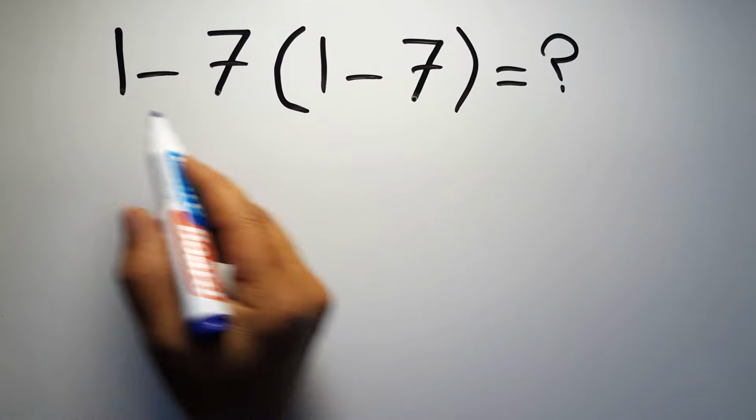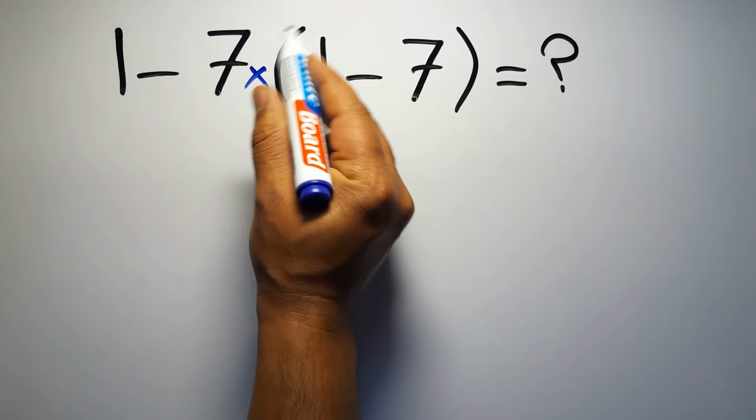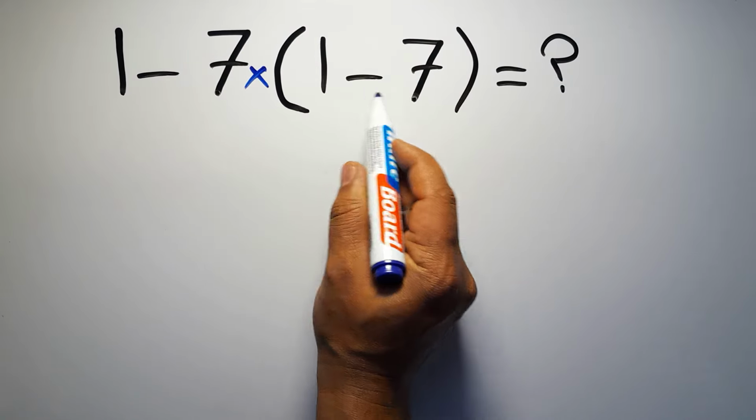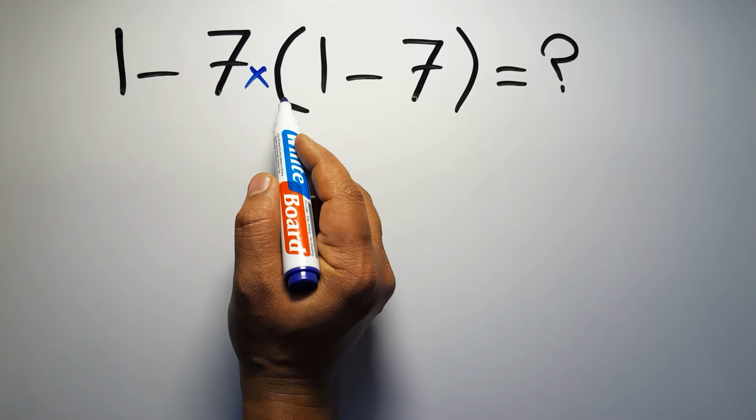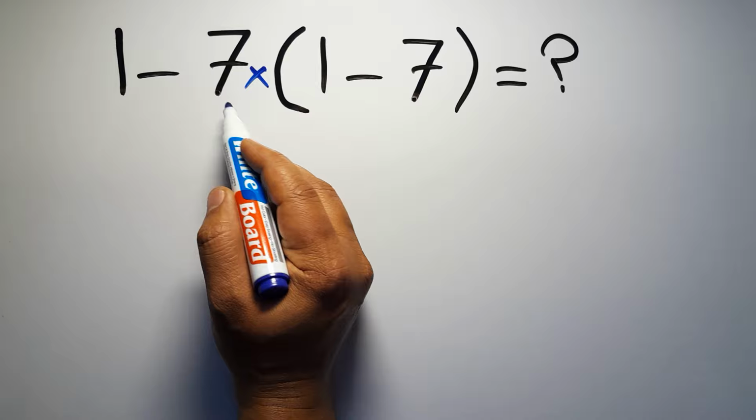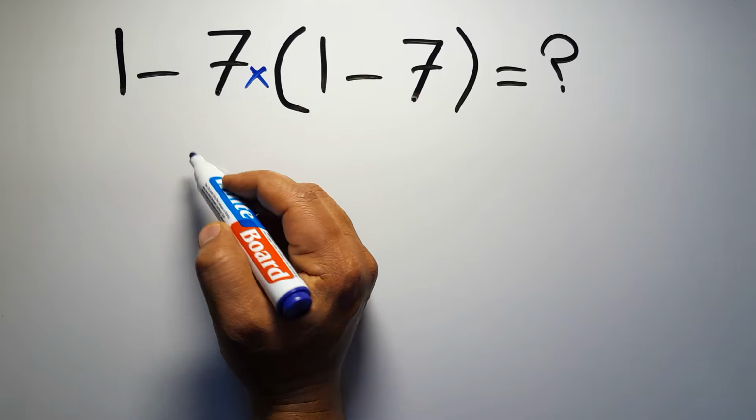In this expression, we have one subtraction, one multiplication, and one parentheses. Inside this parentheses, we have one subtraction. Here we have a multiplication because in mathematics, when a number is placed next to parentheses, it means multiplication, and we usually don't write the multiplication sign for brevity.